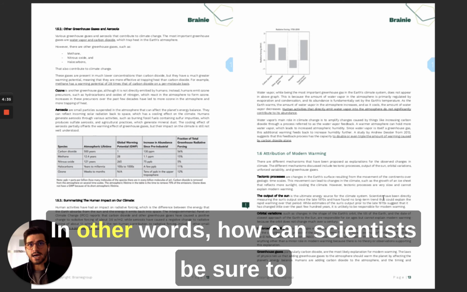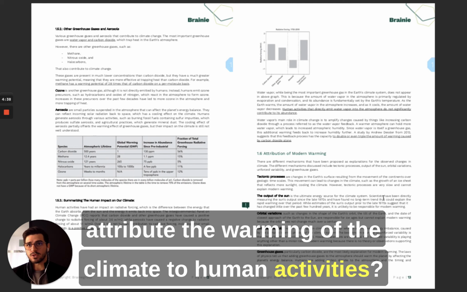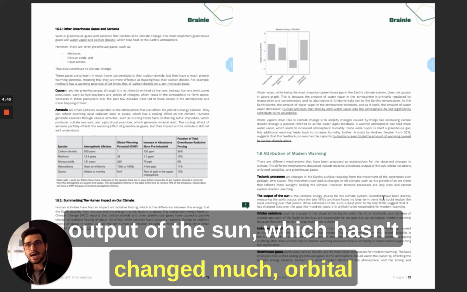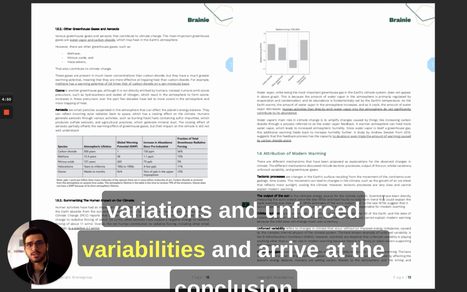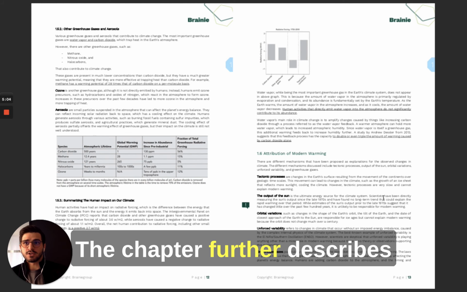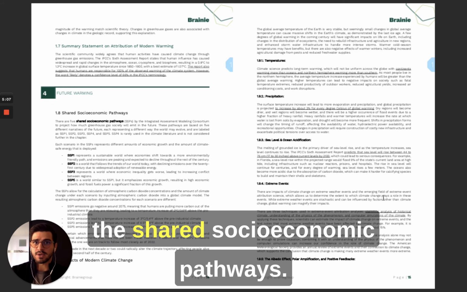In other words, how can scientists be sure to attribute the warming of the climate to human activities? They look at natural developments like tectonic processes, the output of the sun, which hasn't changed much, orbital variations, and unforced variabilities, and arrive at the conclusion that none of these effects could explain such a fast warming over the last 100 years. The chapter further describes the shared socioeconomic pathways.